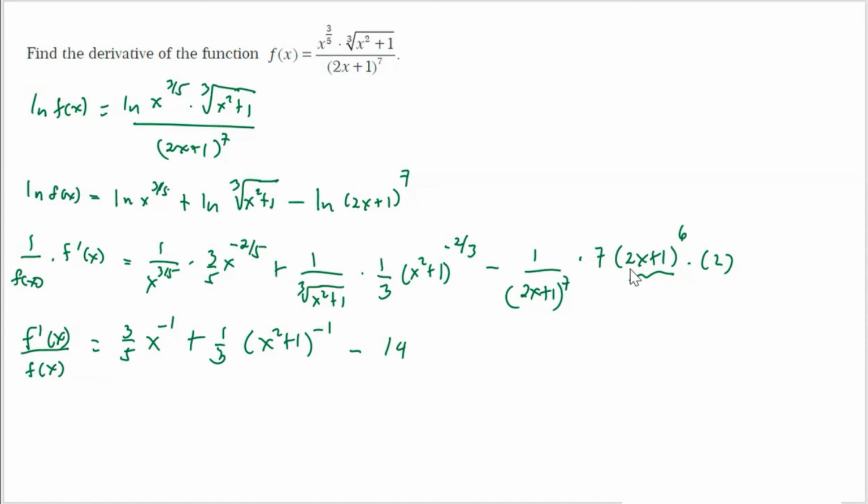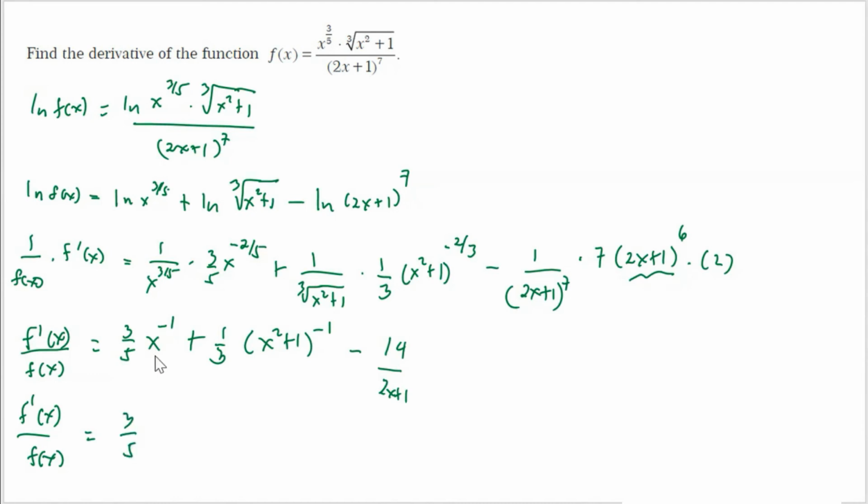So the base is the same. We have 2x plus 1 and 2x plus 1. So we are going to simplify. So we have now a denominator of 2x plus 1 to the power of 1. So no need to write the power of 1. Okay, so we simplify further. So we can write now f prime of x over f of x is equal to 3 over 5.